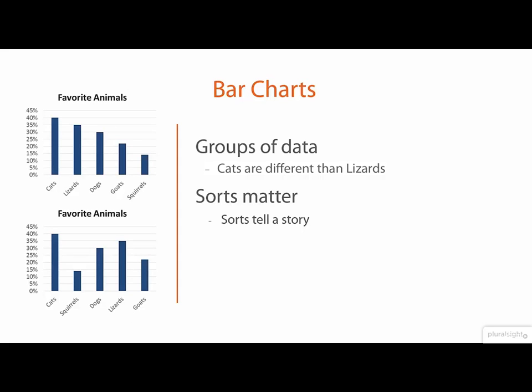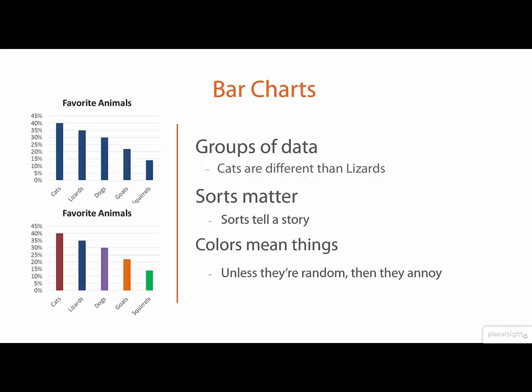In a bar chart, the sort order changes the story you're telling. Sort largest to smallest and you're telling somebody that popularity matters. Sort alphabetically and you're telling somebody to find what they're interested in to see how it compares. Sorting randomly is like telling somebody that you don't have a story, but I need to fill some space on my dashboard. The same is true with colors.